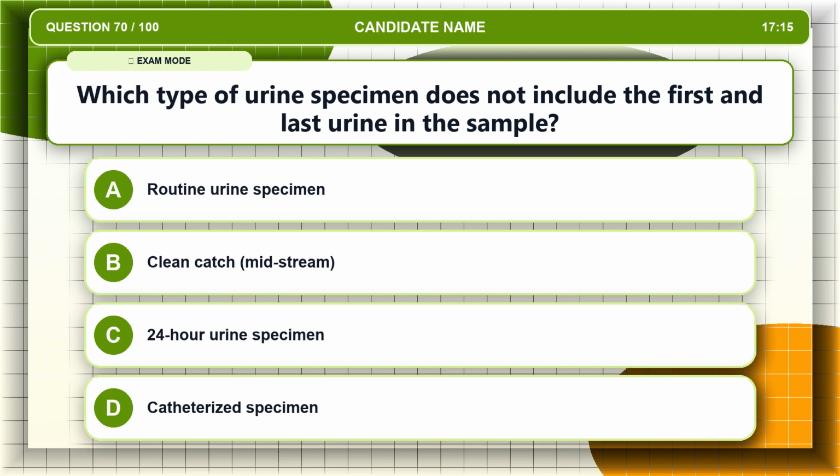Question 70. Which type of urine specimen does not include the first and last urine in the sample? Option A, routine urine specimen. Option B, clean catch, midstream. Option C, 24-hour urine specimen. Option D, catheterized specimen.